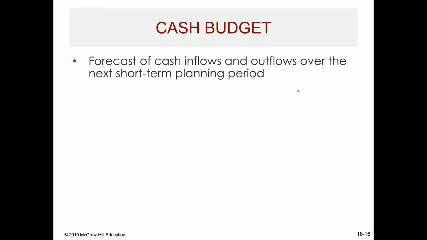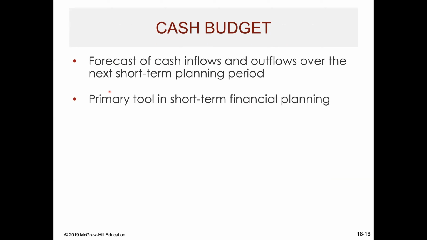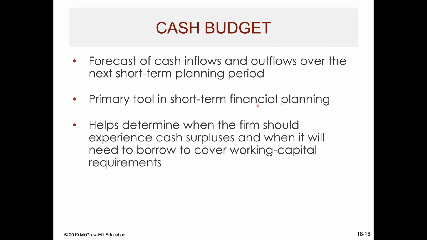So how do we plan ahead? How do we make these decisions? Well, first thing, we want to have a cash budget. We'll forecast using a cash budget of cash inflows and outflows over the next short-term planning period. So when we say short-term, we typically mean a year or less. Our primary tool in short-term financial planning is the cash budget.